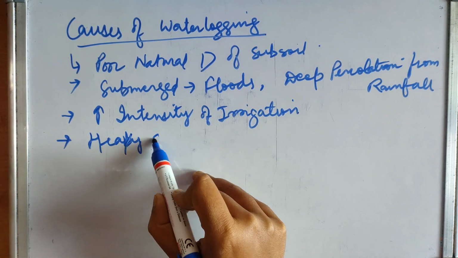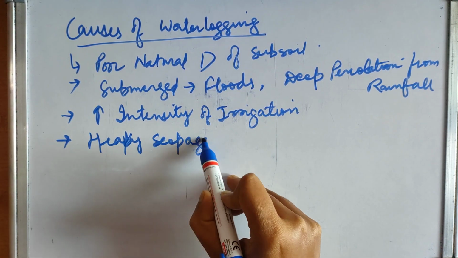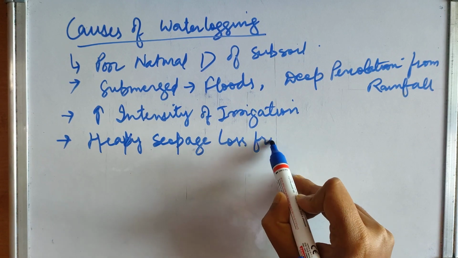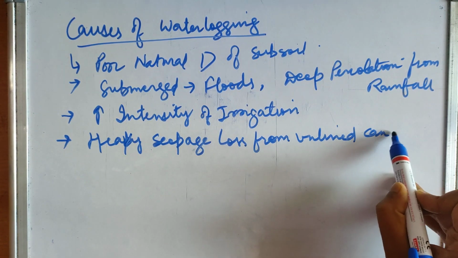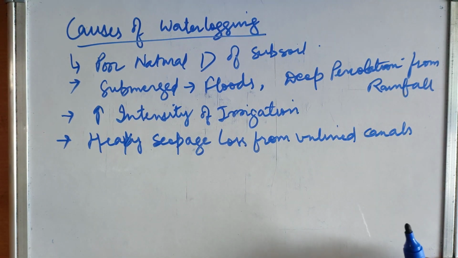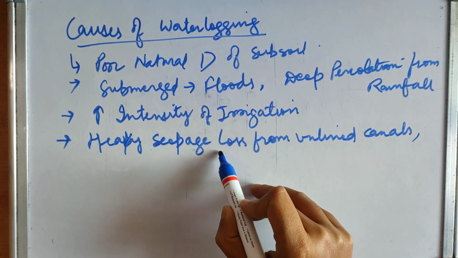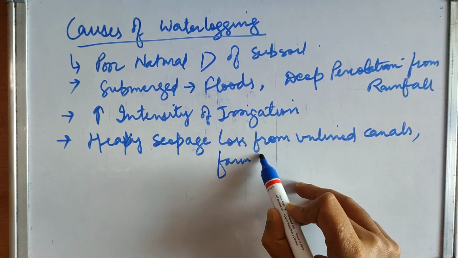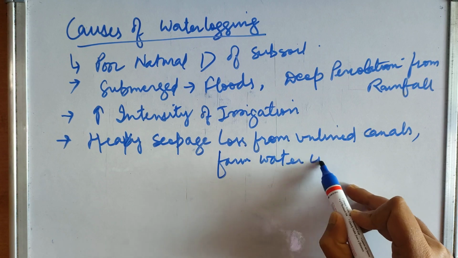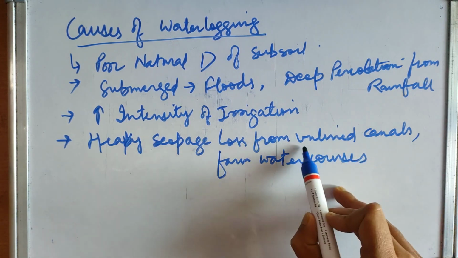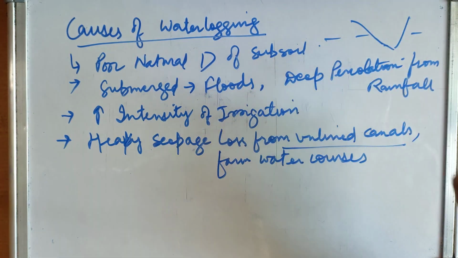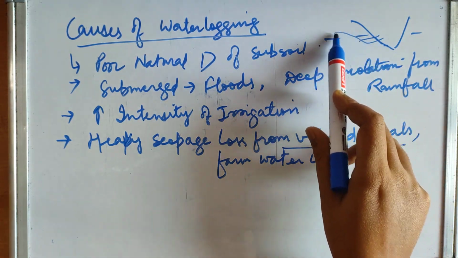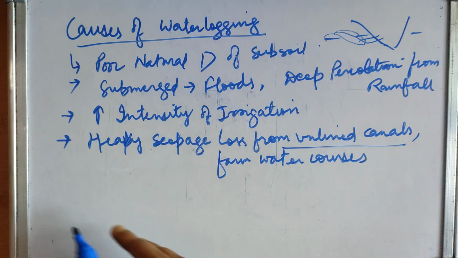Heavy seepage loss from unlined canals, distributaries and farm water courses. What happens due to bad unlined canals? Suppose this is a canal, this is your field. As it is a bad unlined canal, the water is going to seep and come to the field.